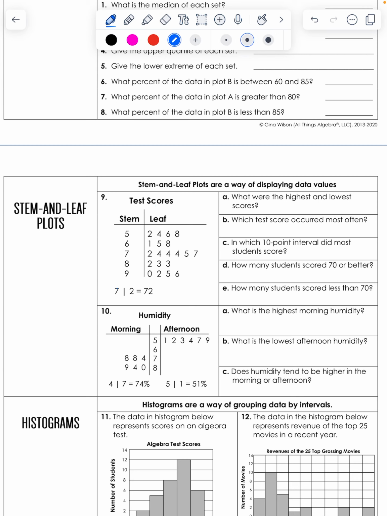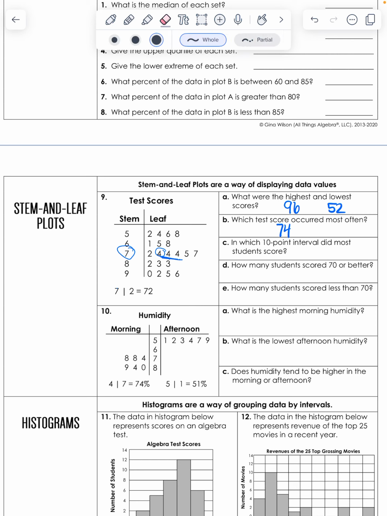So if it's asking for the highest and lowest score, that one's pretty easy. The lowest score would be 52. So your lowest stem number with your lowest leaf would be the lowest number, so that would be 52. But the highest would be 99 with the highest leaf here. So 96 would be the highest. Which one occurs most often? What you can do is look at the leaves and look in each row for which one occurs the most. I see three 4s here, and I don't see any other digits occur that many times. So 74 occurs the most often.